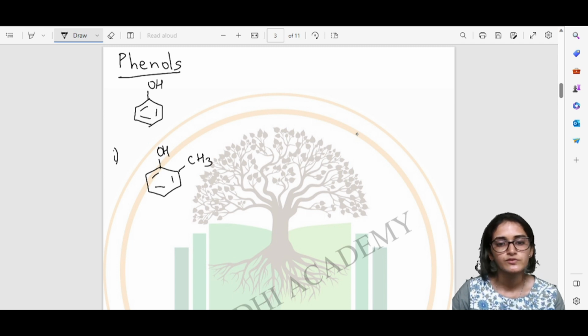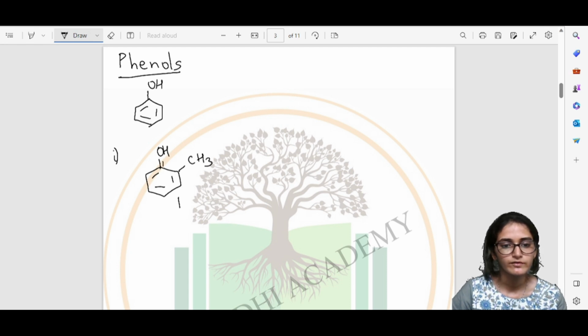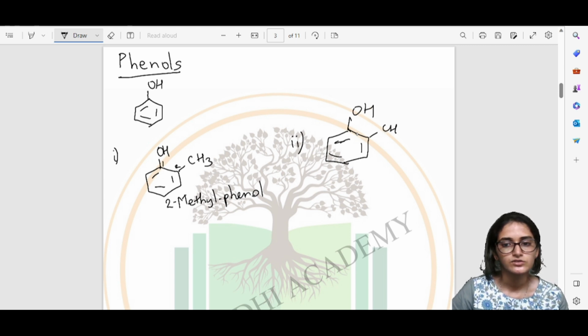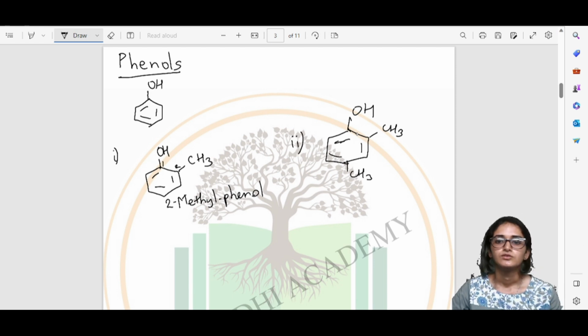Now the CH3 group will act as a substituent, so the name will be, this OH will get more priority, so numbering will start from here. So this will get 1 and this will get number 2, so it will be 2 methyl phenol. Okay, 2 methyl phenol. Second example I will take OH and I will take CH3 and CH3. So here what will be the name?